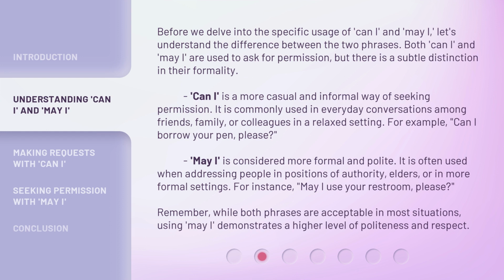May I is considered more formal and polite. It is often used when addressing people in positions of authority, elders, or in more formal settings. For instance, may I use your restroom, please? Remember, while both phrases are acceptable in most situations, using may I demonstrates a higher level of politeness and respect.